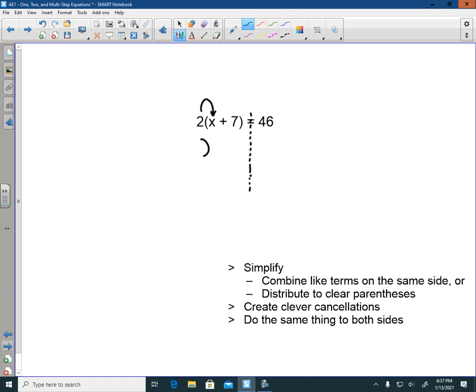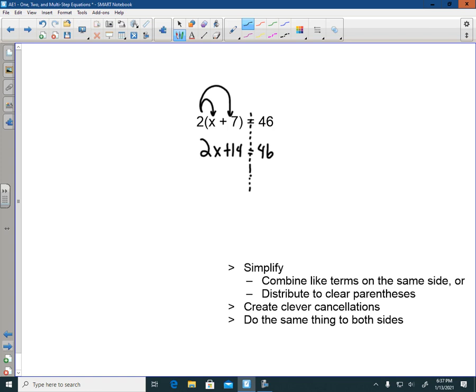2 times x is 2x. And then we also have to distribute the 2 onto that positive 7. 2 times 7 is 14. And that's going to equal 46. We didn't simplify on the right side of the equation because 46 is nothing to simplify.